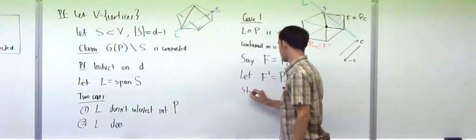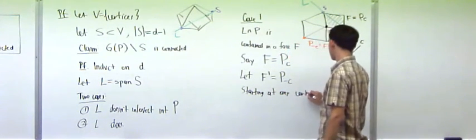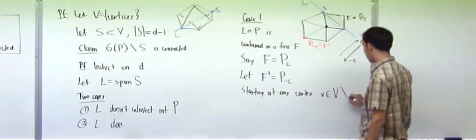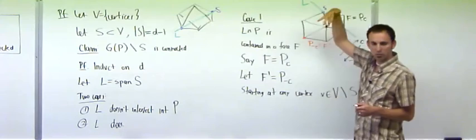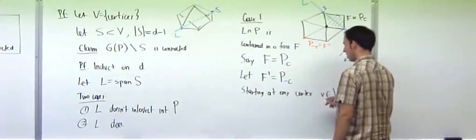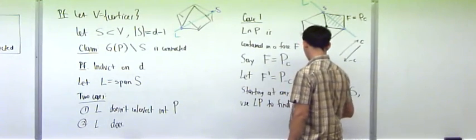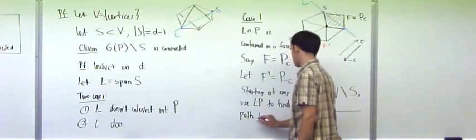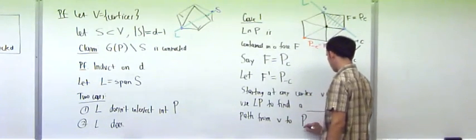So starting at any vertex V, that's a vertex of the polytope, but it's not one of the deleted vertices, like this one. I can use linear programming to go all the way down to the bottom face. So starting from here, use linear programming to find a path from V to the face piece of minus C.